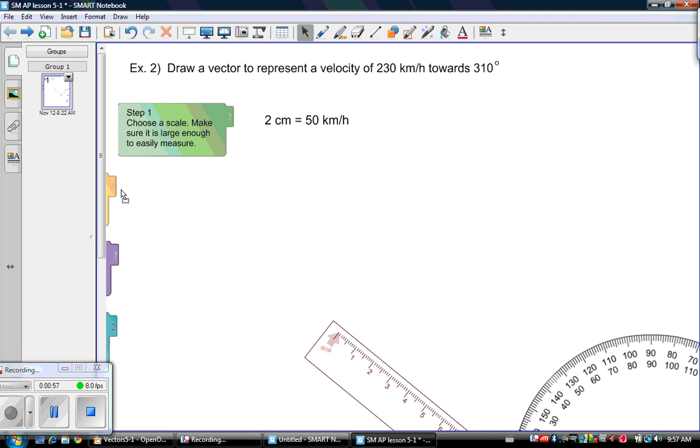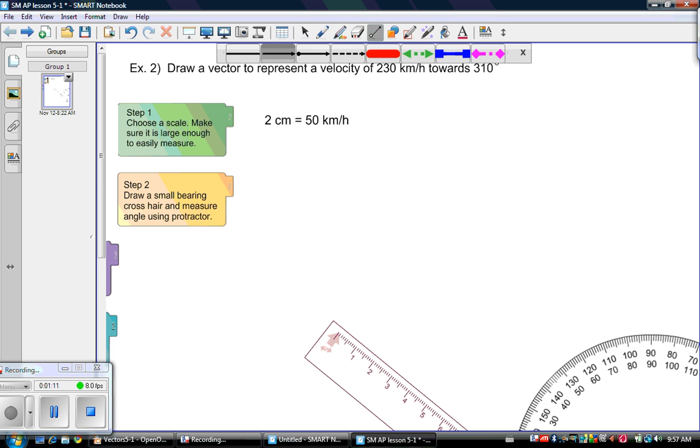Our next step then, we need to draw a small bearing crosshair for our starting point, and then we're going to use a protractor and measure out our angle of 310 degrees. So let's get our little crosshairs up. Crosshairs, I've moved down into this corner of the page because we are going at 310. The top part would be 360, so 310 is going to be over here somewhere.